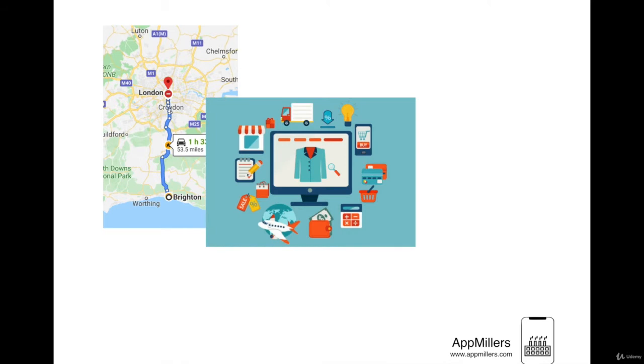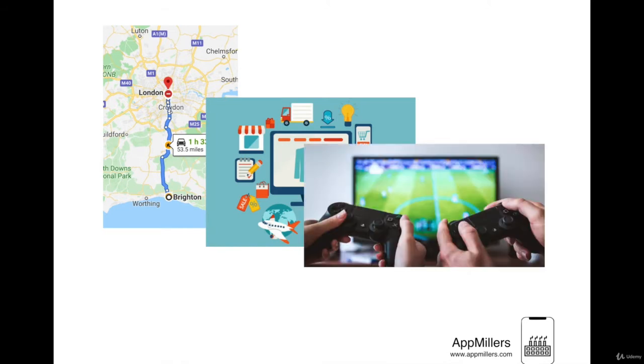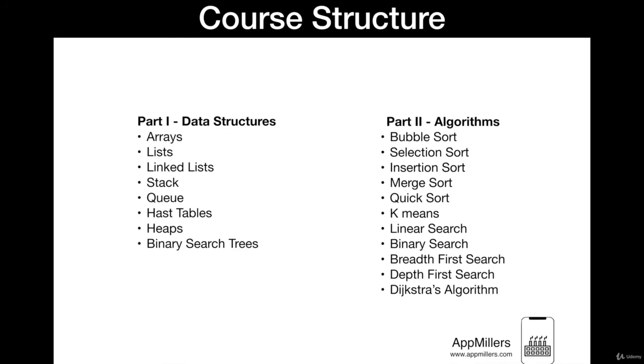Algorithms and data structures are everywhere during our daily lives. From the map that we are using daily to get the shortest route, to online orders that we order, even the games that we play, all applications are optimized based on algorithms. The course consists of two parts. In the first part, the data structures will be explained, and in the second part, algorithms will be discussed.